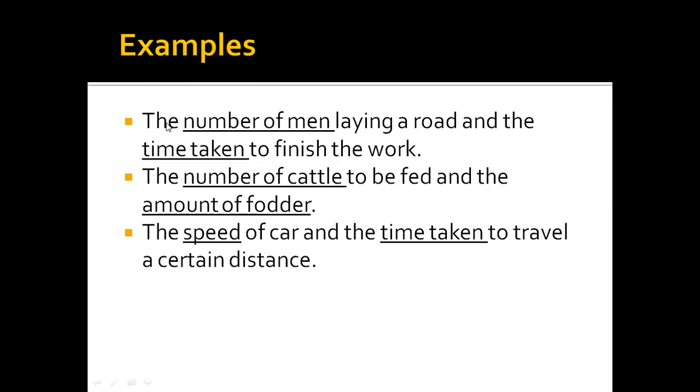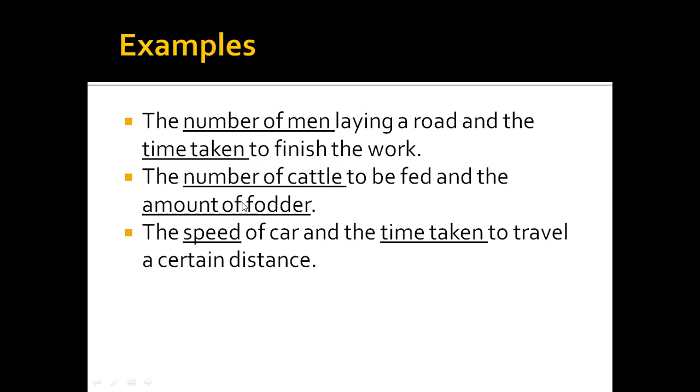Number one, the number of men laying a road and the time taken to finish the work. If more number of men are hired to complete that road, less time will be required to complete the work. And if the number of men is decreased, obviously more time will be consumed to finish the work.